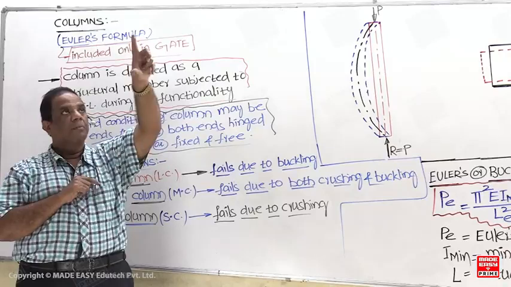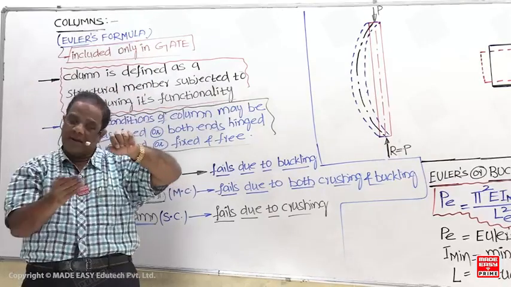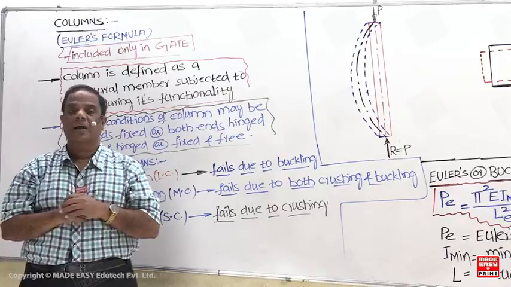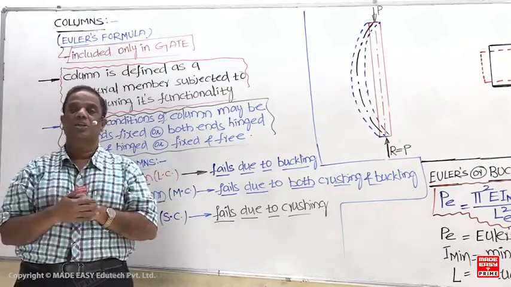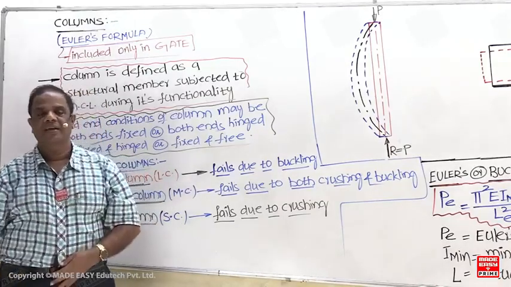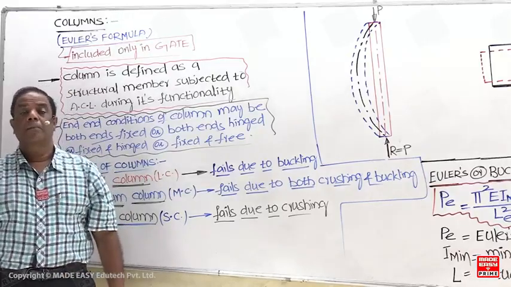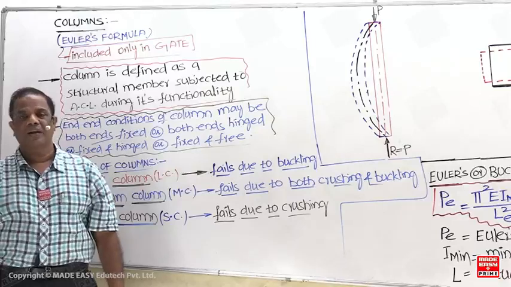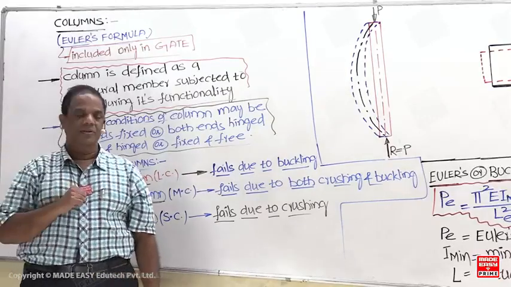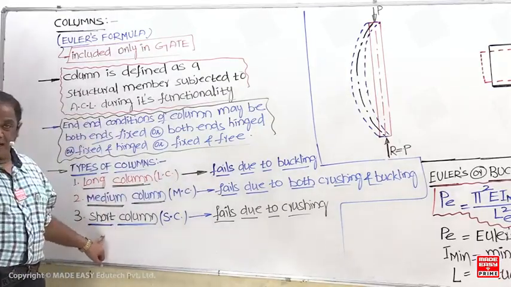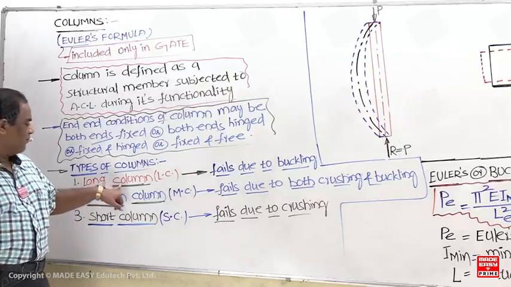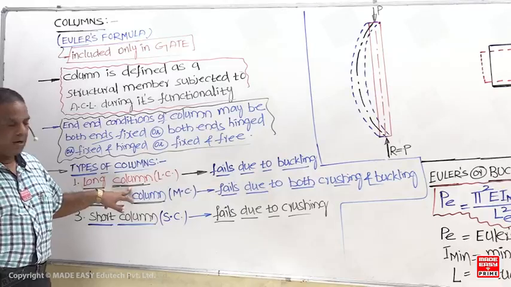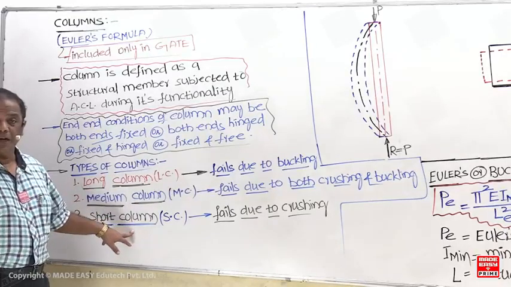If I push it, before length reduction, what happens? The axis is going to get deviated. So long columns mostly fail due to buckling. Before length reduction, the axis gets deviated, and in short columns, before deviation of the longitudinal axis, length is going to be reduced. So short columns fail by crushing. Long columns fail by buckling. So the long columns are designed based upon buckling load. Short columns are designed based upon crushing load.